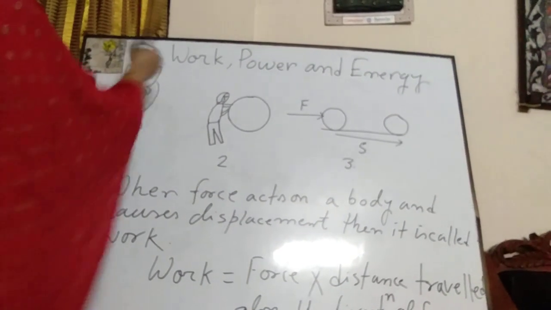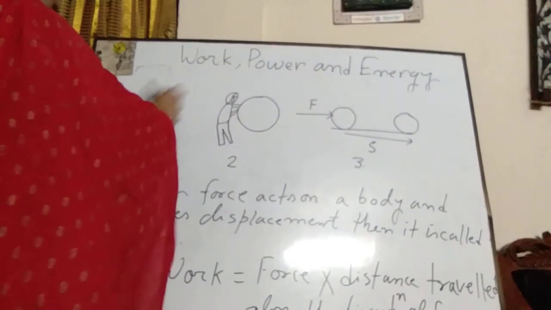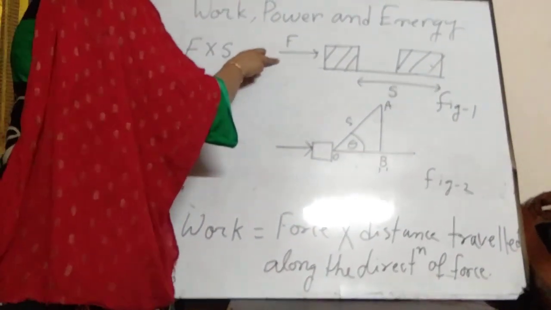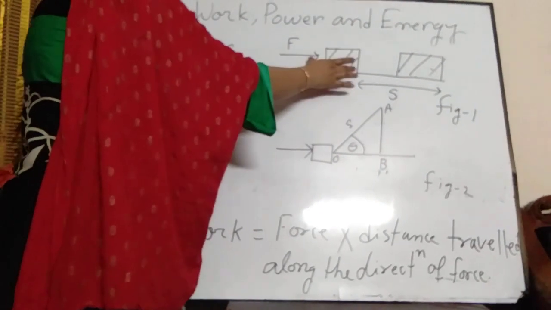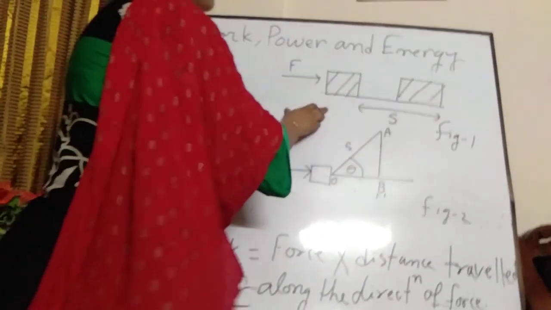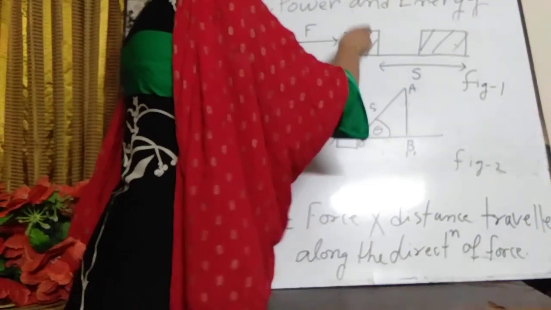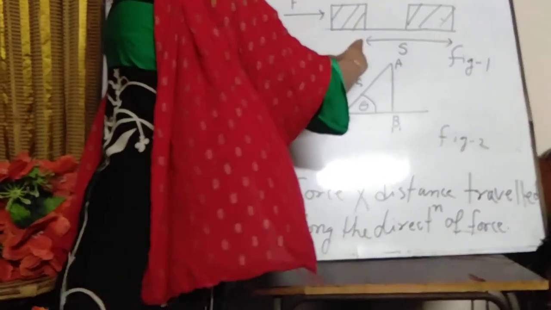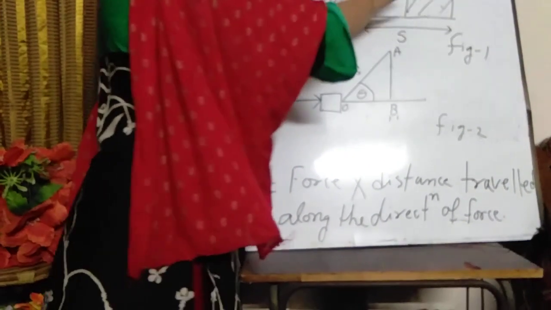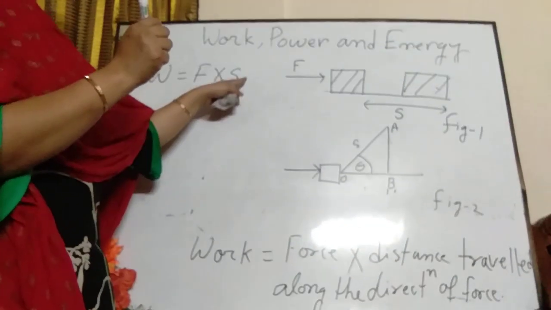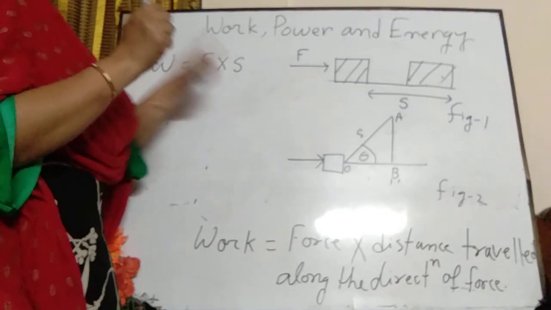So let's erase the board. Okay, everybody, look here. By applying force F on a box, the box is moved a distance S along the direction of force and it is displaced from its initial position to final position here. So here work equals what? Force into displacement, that is F into S.